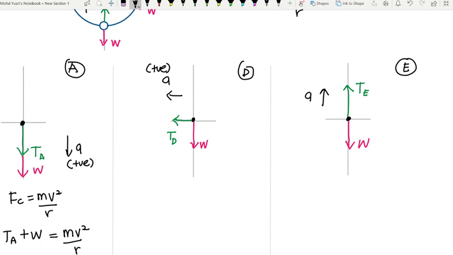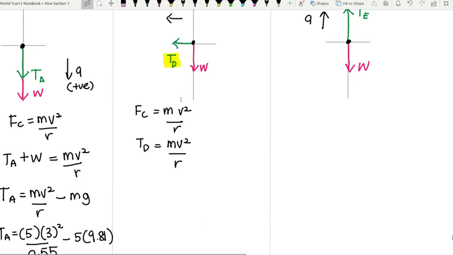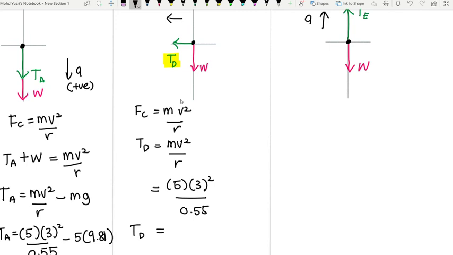Dan kita nak tengok force along the radius. Dalam kes ini, bila kita nak kira Fc is equals to mv square over r, the force that is along the radius at point D is only tension. Therefore, I can write this as tension D is equals to mv square over r. Kita boleh masukkan semua information untuk kita dapatkan value. Mass 5, velocity 3 square over 0.55. Dan kita akan dapat tension at point D bersamaan dengan 81.82 Newton. Itu jawapan saya pada point D.